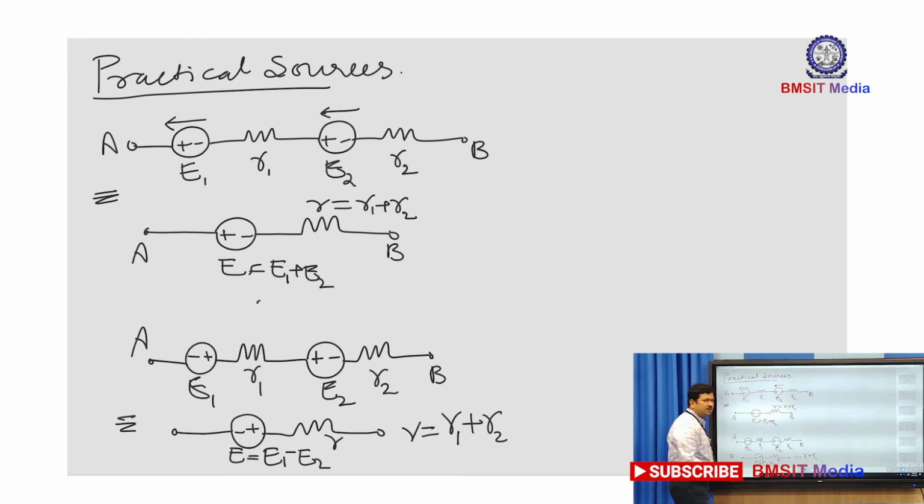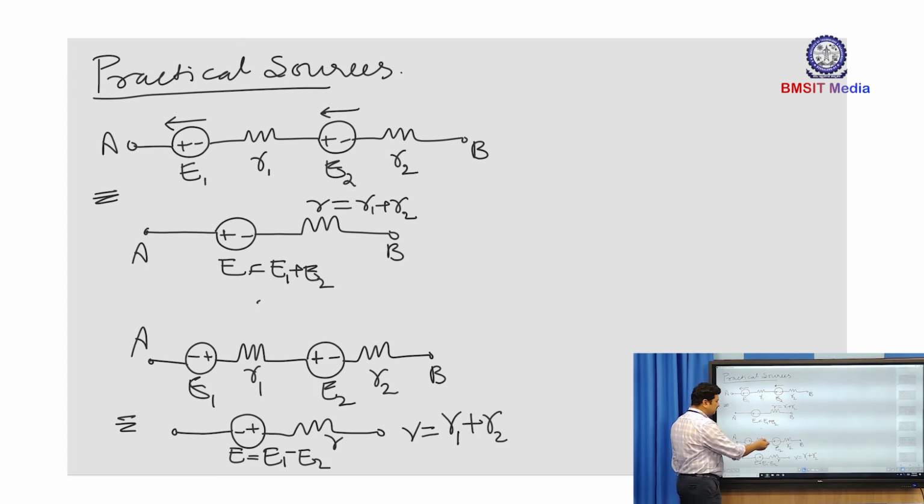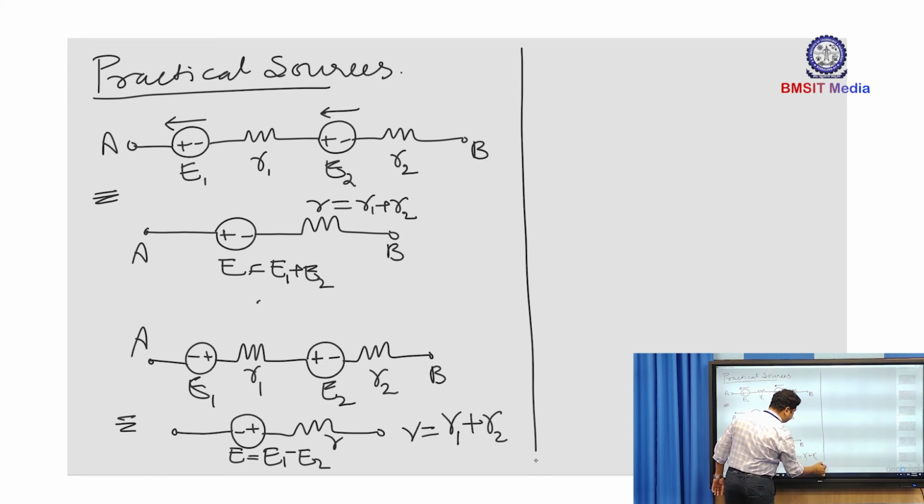This is a common mistake made by students. Because we are taking the difference of the two source voltages, consciously or unconsciously, the two resistance values are also mistakenly taken as a difference. We should not do that. Even though the effective source voltage is the difference of the two, the internal resistances will add up. This is a common mistake students make in the exam.